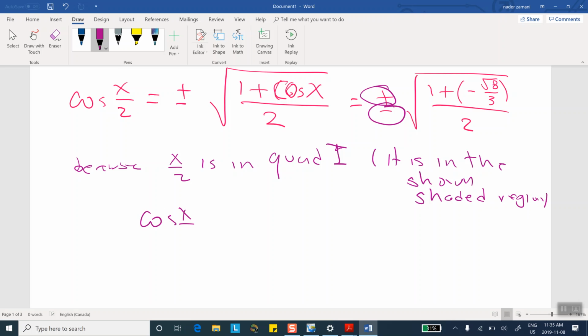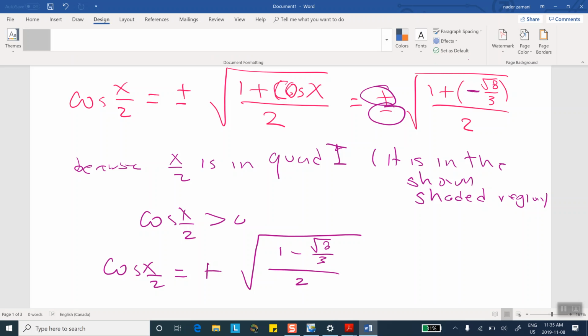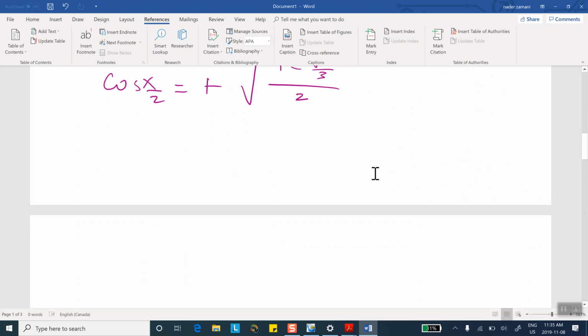Cosine of x over 2 is positive. That means cosine of x over 2 is equal to plus the square root of (1 minus root 8 over 3) divided by 2, because there was a minus sign there, right? All right, that takes care of this.